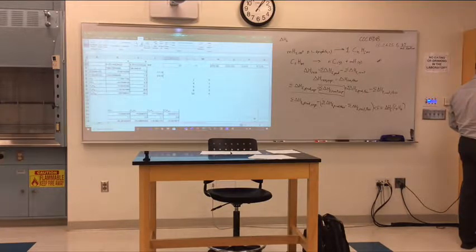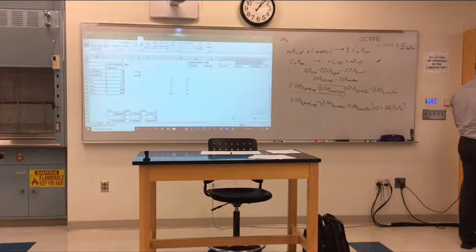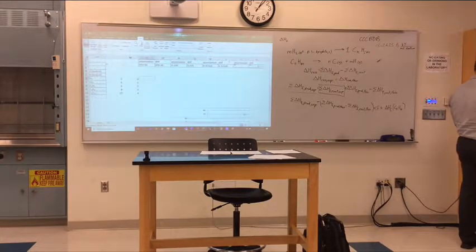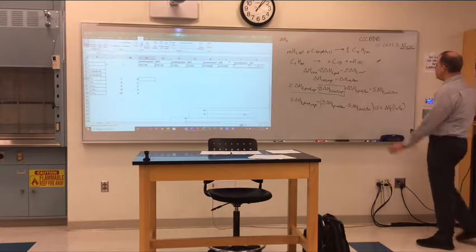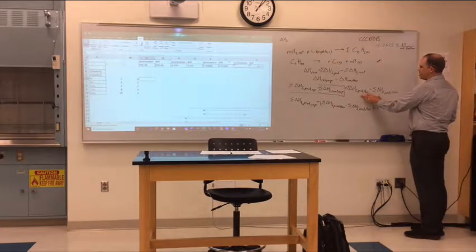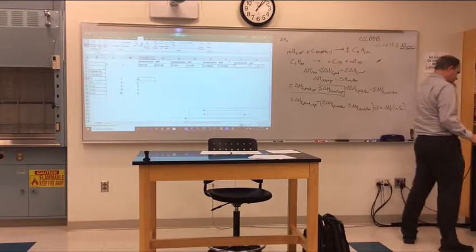Okay, so the first one here, we're going to do this one as the atomization. The next one will be our delta H formation values. And you can take that, copy it, paste along all the others. So your atomization would be this reaction here. It would be your products minus your reactants.